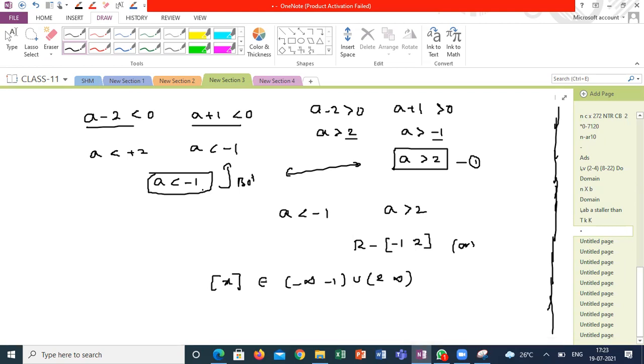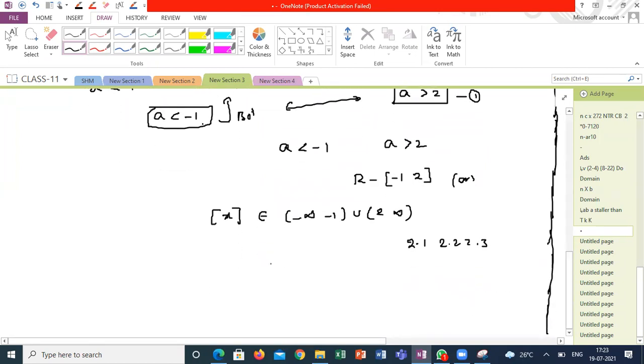Yes, sir. GIF of x belongs to. So x greater than means what? What is the meaning of x greater than here? If I substitute in place of x 2.1, 2.2, 2.3, what is your output of x? 3. So this output will start from 3, correct? So how to write this one? You can write the domain of GF of x is minus infinity to minus 1 union 3 to infinity. This is your answer.